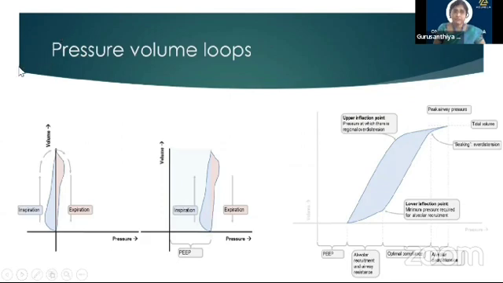So as of now, we have seen bedside pulmonary tests, lung mechanics, static lung volumes and capacities. In dynamic tests, we have seen the volume time loop, maximum breathing capacity, then the flow volume loop, PEFR, maximum mid expiratory flow rate, and flow volume loop assessment. In the dynamic tests, next we come to the pressure volume loop.